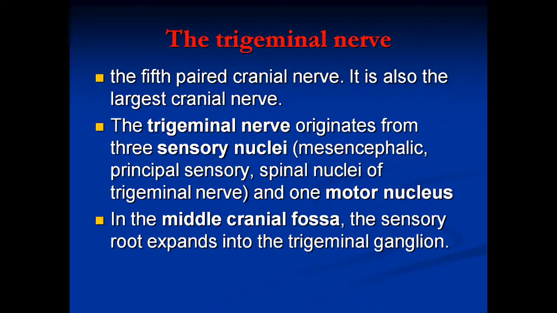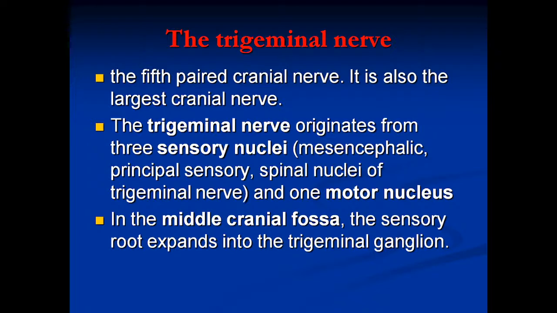Next pair, mixed nerve, the largest nerve of the cranial nerves, the trigeminal nerve. Trigeminal nerve, the fifth paired cranial nerve. It is also the largest cranial nerve. The trigeminal nerve originates from three sensory nuclei, mesencephalic, principal sensory, and spinal nuclei of the trigeminal nerve, and one motor nucleus.